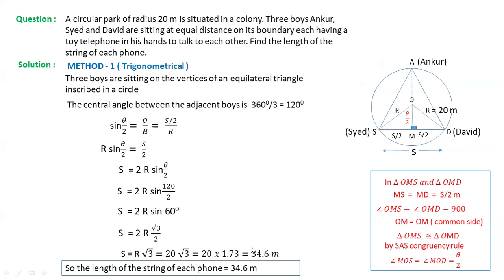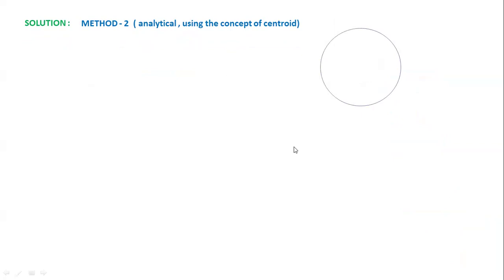Hope I am clear. So this was a trigonometric method. Now let us take the second method, which is analytical, and we use the concept of centroid. What is a centroid? Let us draw that circle first. Ankur is sitting there, Sayyad, David. They form an equilateral triangle.